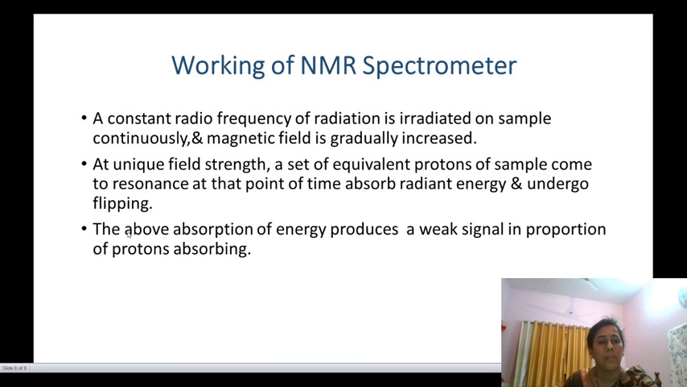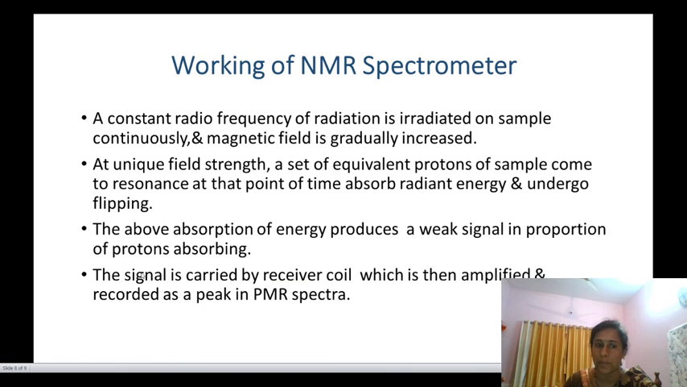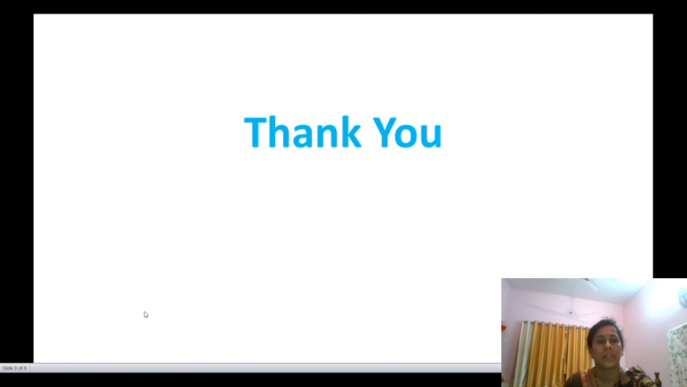Then what happens? The above absorption of energy produces a weak signal, which is in proportion to how many kinds of protons are absorbing. And last, the signal is carried by the receiver coil, which is then amplified and recorded as a peak in the PMR spectra. Thus, we have explained the instrumentation for NMR spectroscopy. Thank you.